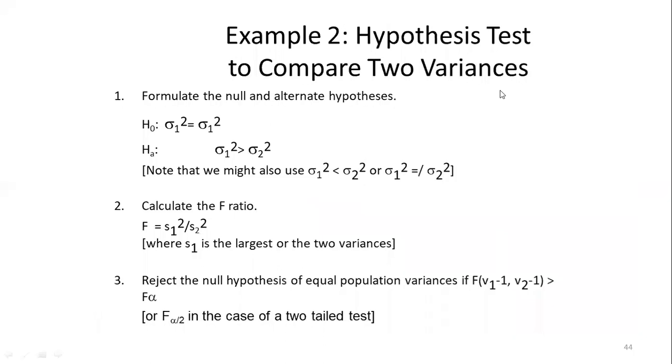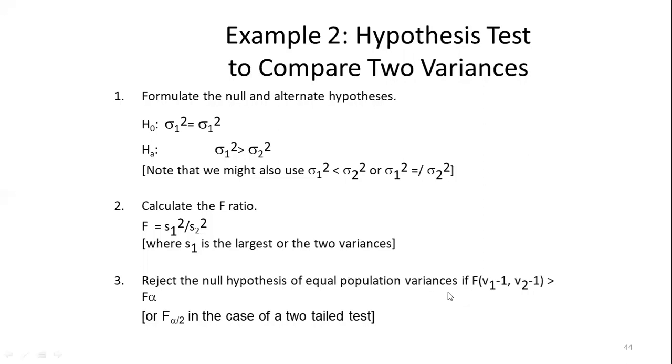And when it comes down to hypothesis testing to compare two variances, you have your null hypothesis stated as sigma 1 square equal to sigma 2 square. And sigma 1 square greater than sigma 2 square, or less than sigma 2 square, or not equal to sigma 2 square, can all be taken as the alternative hypothesis. The F ratio is calculated as S1 square by S2 square, where S1 is the largest among the two variances. So the order in which the numerator is chosen is based on the size of the variance that is being taken.